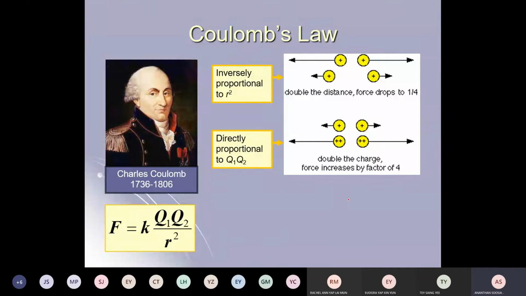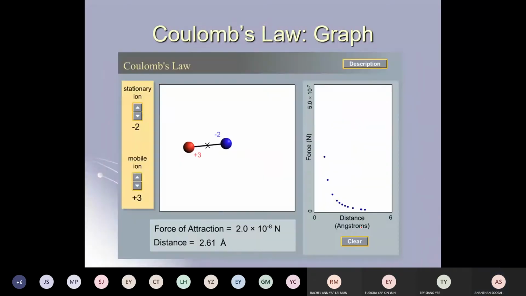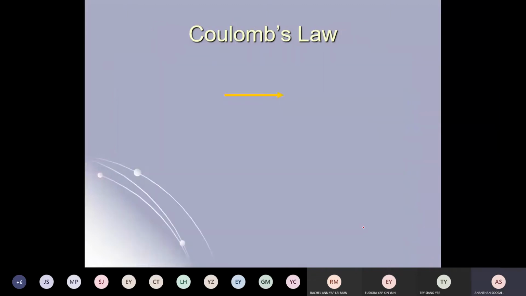Okay, so directly proportional to Q1, Q2. Direction of force, of course: like charges repel, unlike charges attract. Okay. This we skip, this we do one. Okay, Coulomb's law: F equals K Q1 Q2 over R squared.